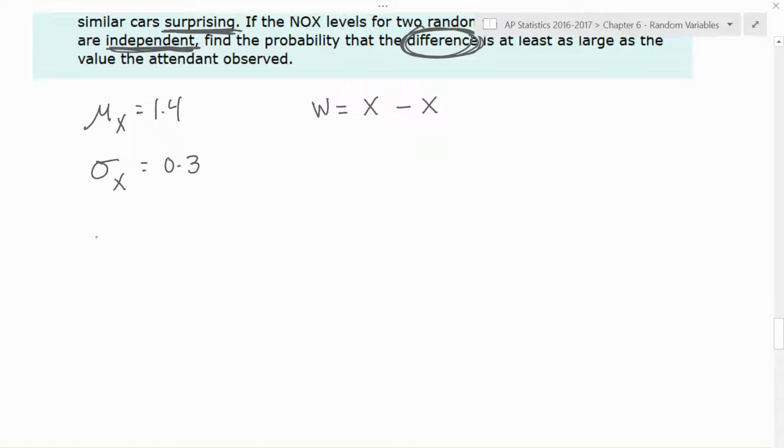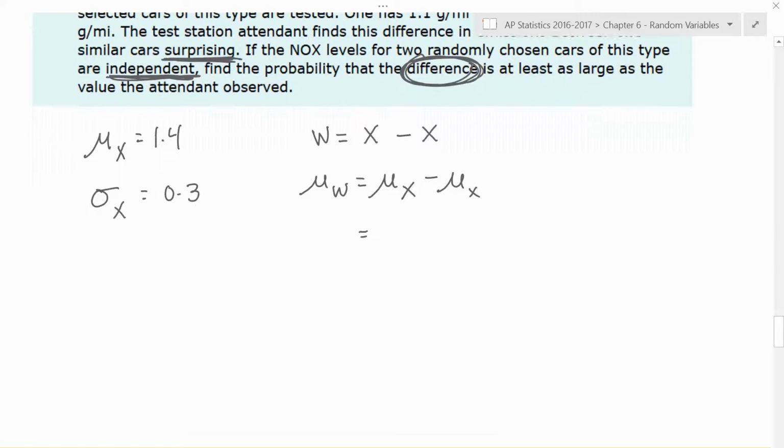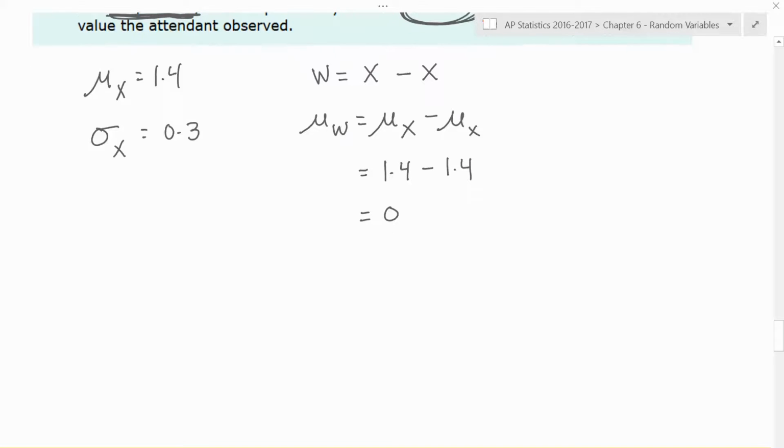Let's start off by finding what we would expect the mean of W to be, and what we would expect the standard deviation of W to be. So the mean of W, intuitively, we should know, is just 0. If the two cars are the same, in theory, if everything went according to plan, they would have the exact same emissions, and the expected difference between the two should be 0. We would expect no difference.